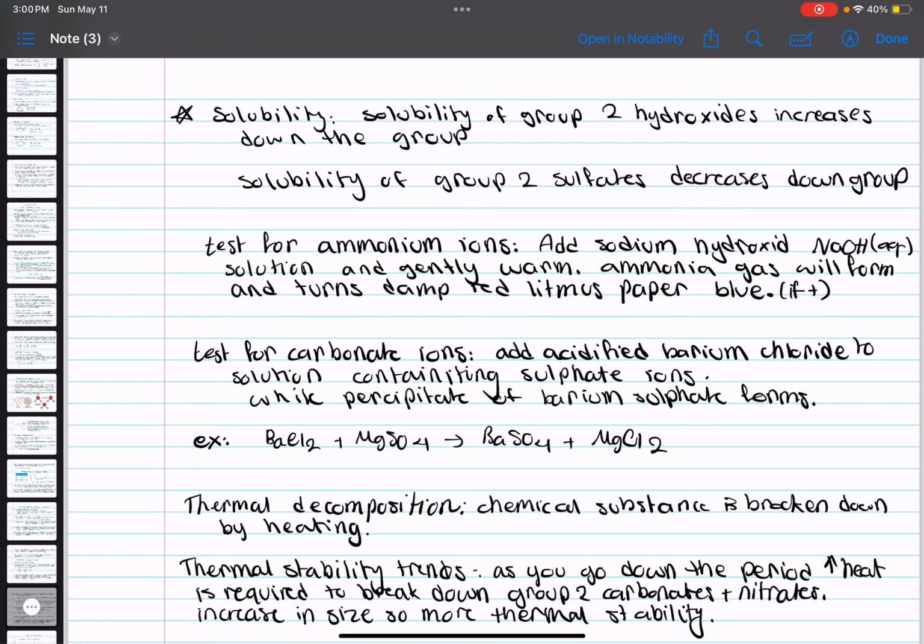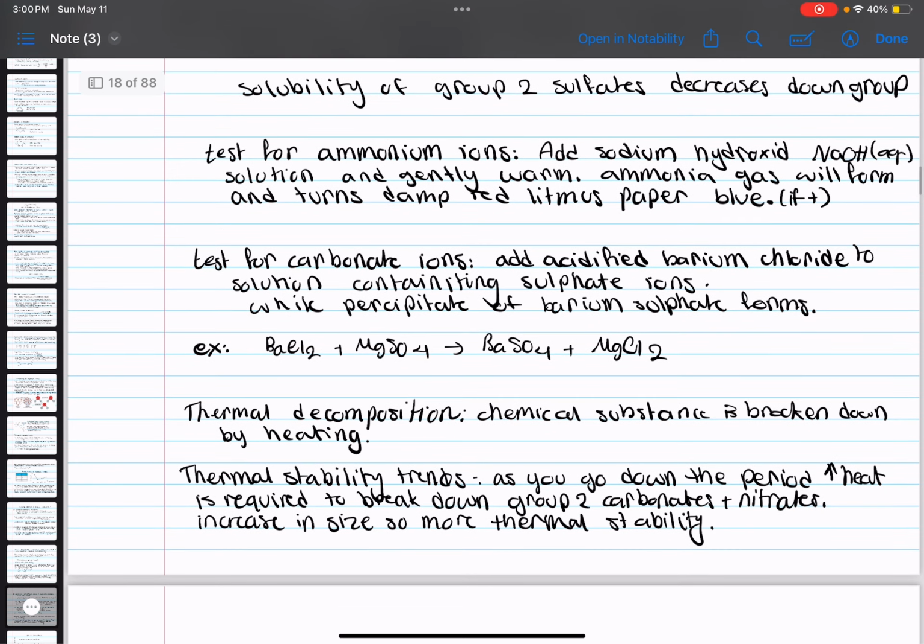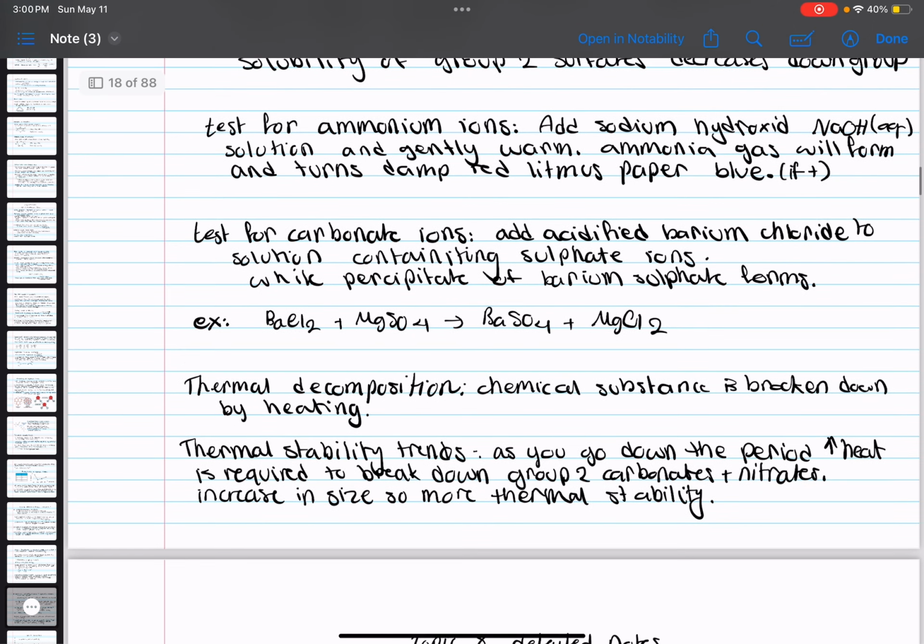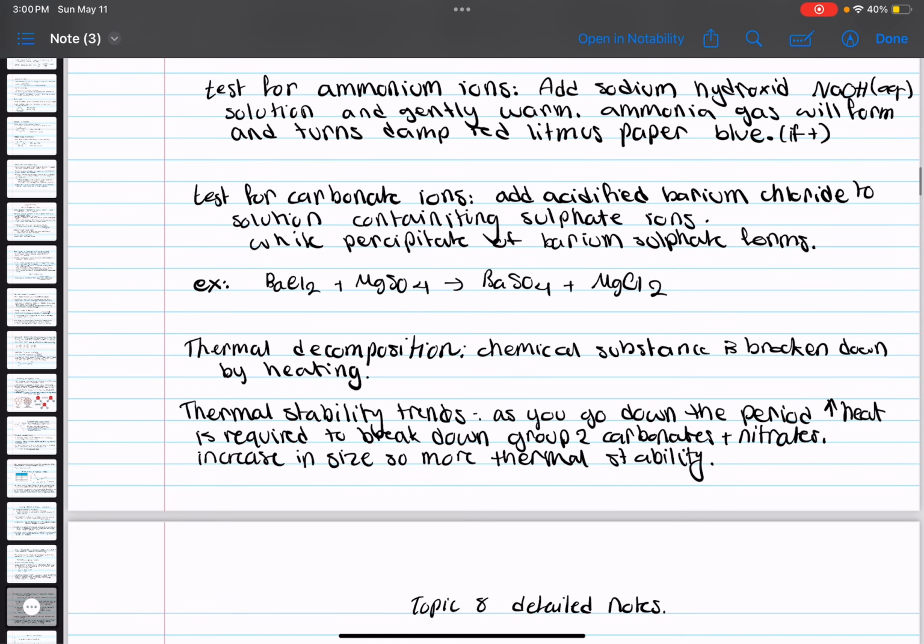So test for ammonium ions: add sodium hydroxide, NaOH aqueous, and gently warm the solution. Ammonia gas will form and turn damp red litmus paper blue if ammonium was present. And then test for sulfate ions: add acidified barium chloride to the solution containing sulfate ions. If a white precipitate forms, then barium sulfate has been formed, so it is a positive test.